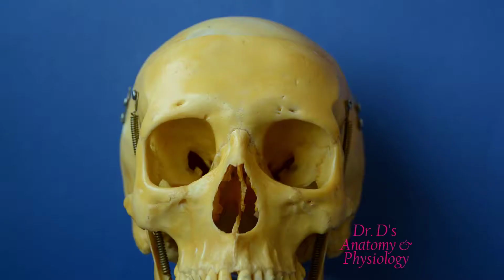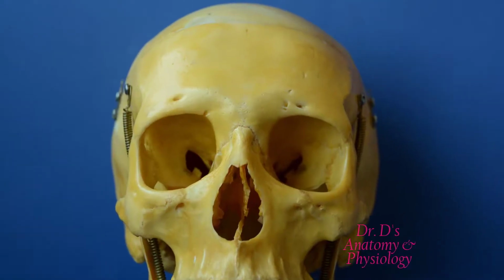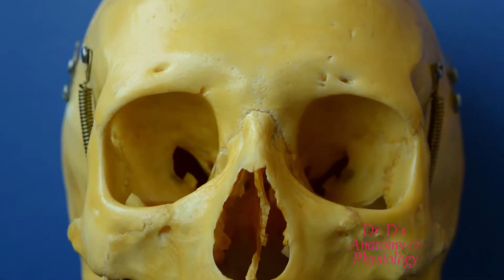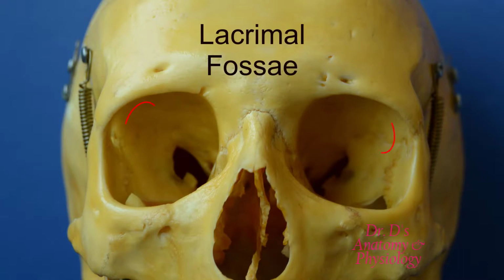Another feature to note, which is kind of a subtle feature because it's a feature that you can more easily feel and see, is called the lacrimal fossa. It is a depression which is going to accommodate the lacrimal gland, which is located on the lateral side of the roof of the orbit. And again, if you can't see it, if you just stick your finger and feel, you'll notice that there is a depression in this location.